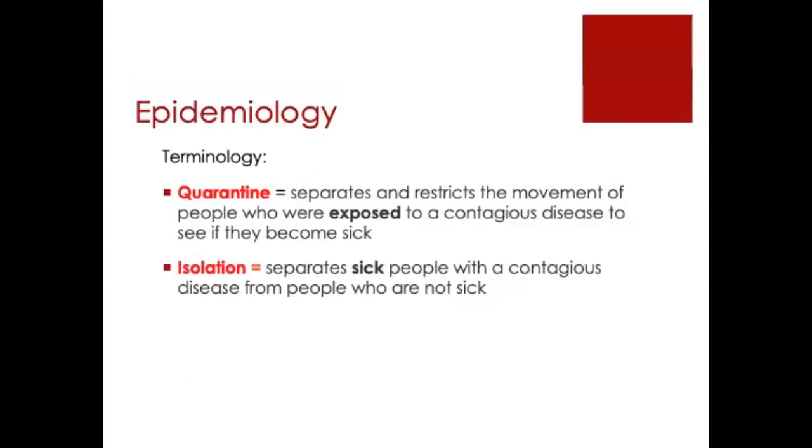Two terms that we've been hearing a lot lately are these terms, quarantine and isolation. These terms mean very different things. When we quarantine, we are taking someone who has been exposed to a contagious disease, and we are taking them out of the population. We're separating them from everyone else, we're restricting their movement, and we're going to wait to see if they come down with the infectious disease.